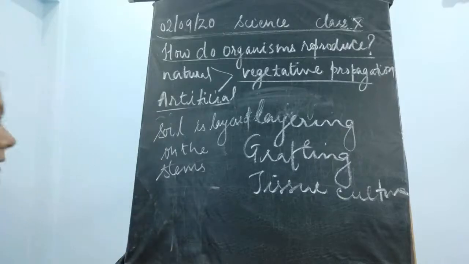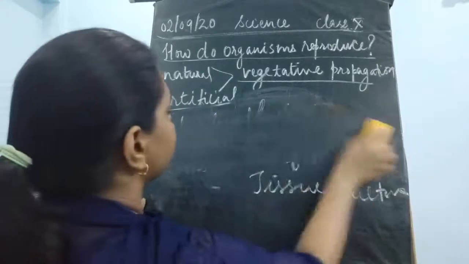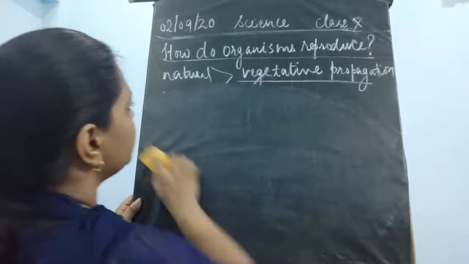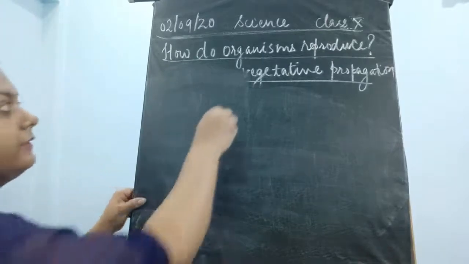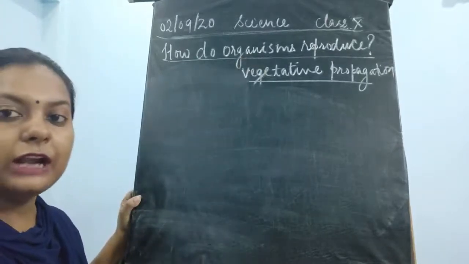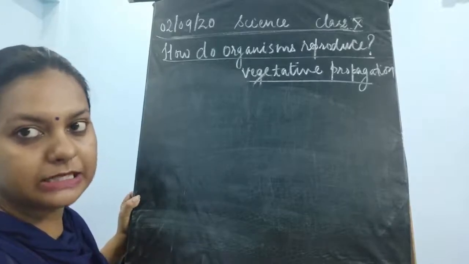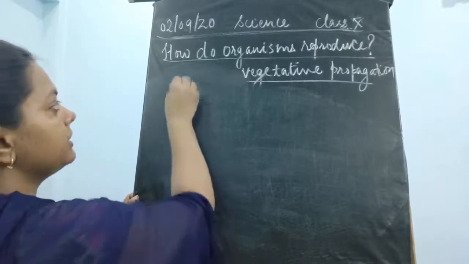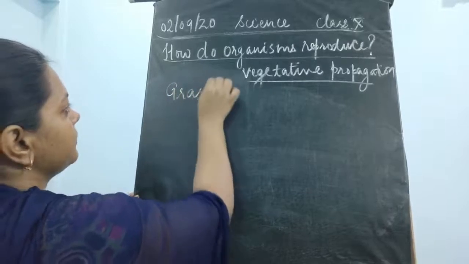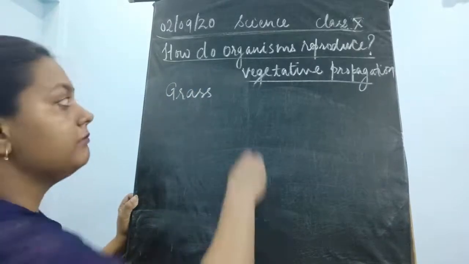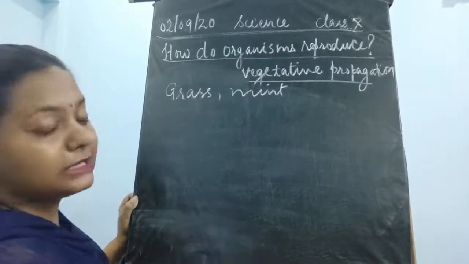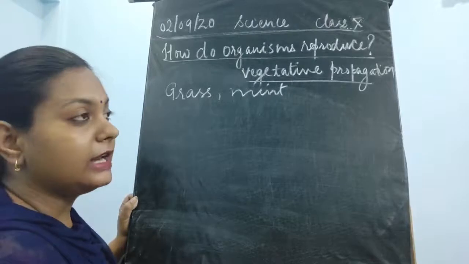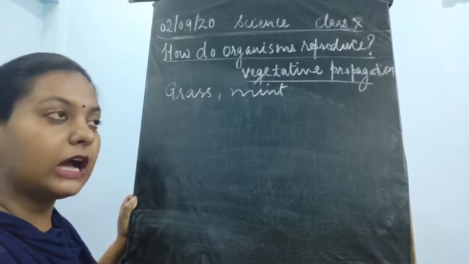Now how is this layering being done? I'll discuss this. It is a very simple process, where plants with very tender stems are taken. In grasses also layering is done. In mint layering is done. In strawberries layering is done. In jasmine layering is done. Now how is this layering being done?